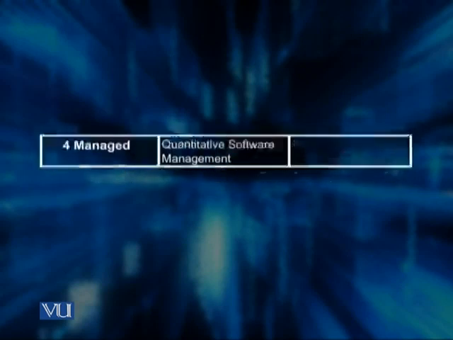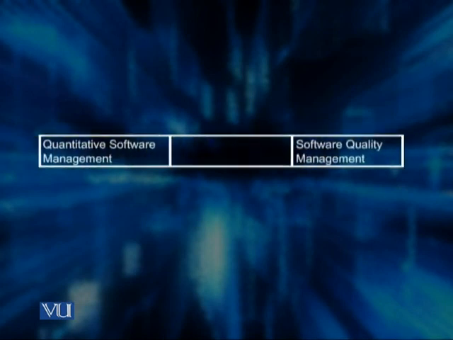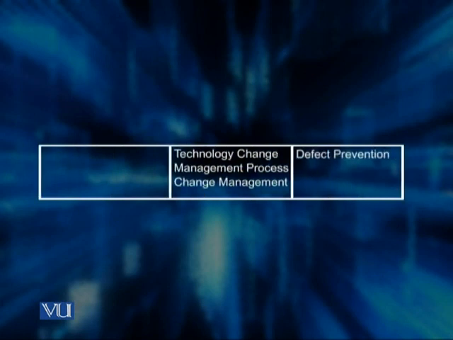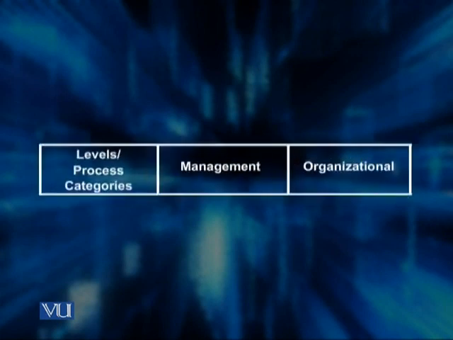Level 4, which is managed, has 2 key process areas. Quantitative software management falls under the management category, and software quality management key process area falls under the engineering category. And the optimizing level, which is level 5, has 3 key process areas, and 2 of them are organizational process areas, while defect prevention is engineering key process area. And the organizational key process areas are technology change management and process change management.